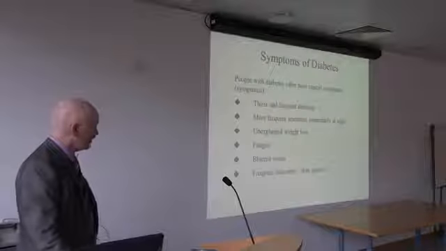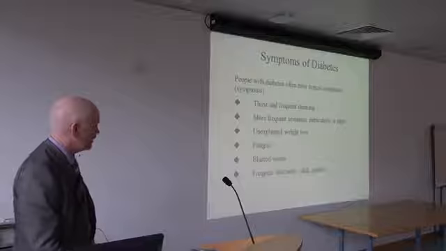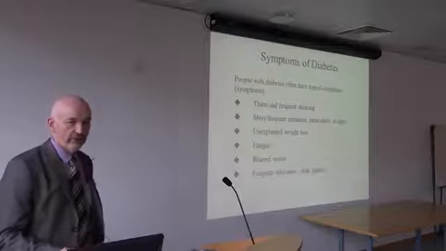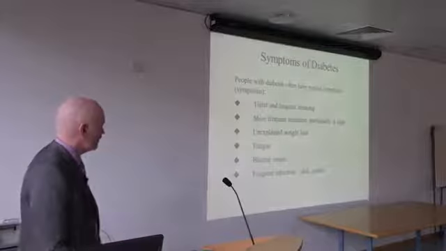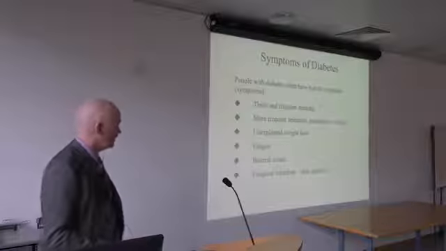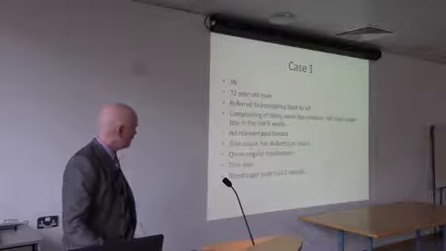So there are the symptoms that I've mentioned: thirst, frequent drinking, frequent urination, particularly at night. Somebody who's not used to having to get up at night to pass urine, if that suddenly becomes an issue, that might be because of diabetes. Unexplained weight loss, fatigue, blurred vision, and frequent skin infections.